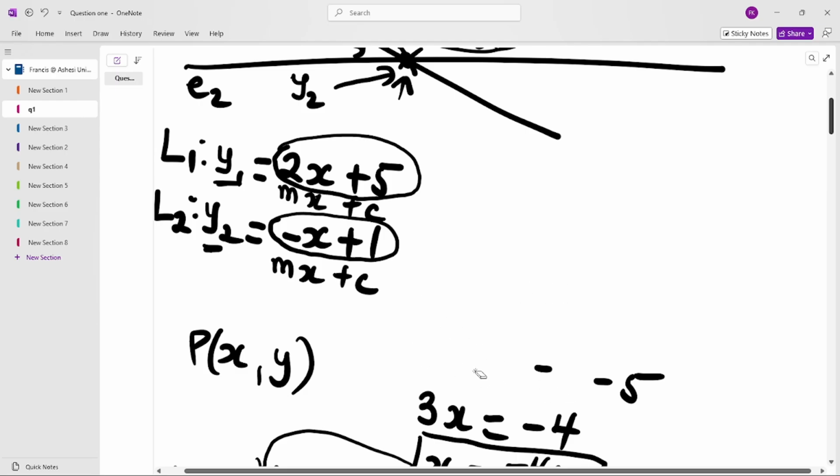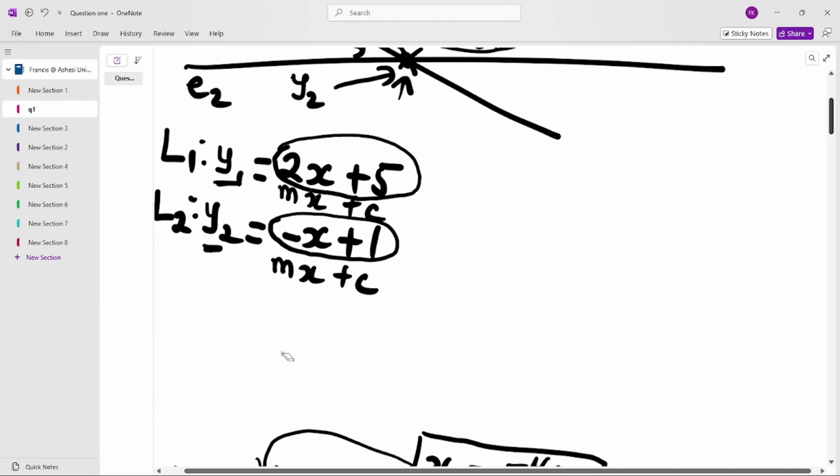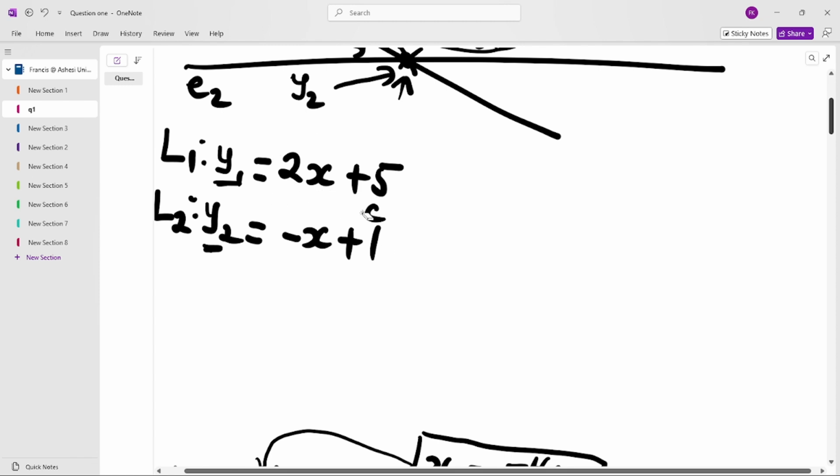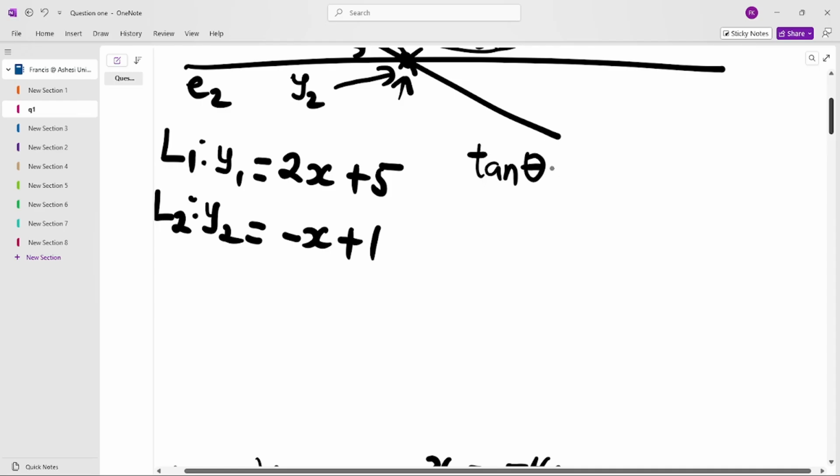So there is just one formula that goes across all that, and that formula is... let me clean this. Yeah, so I have two lines and I'm asked to find the angle between them. The general formula is tan theta, where theta is the angle, equals the absolute value of m1 minus m2 all over 1 plus m1 m2.